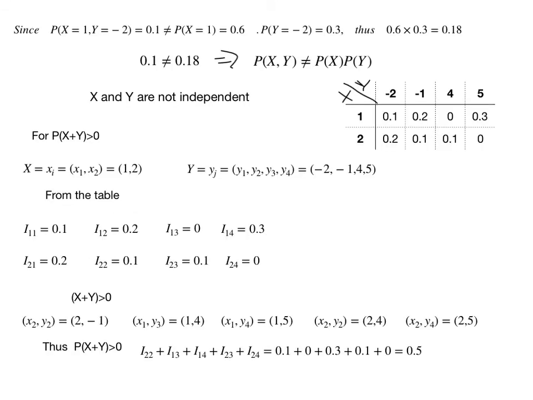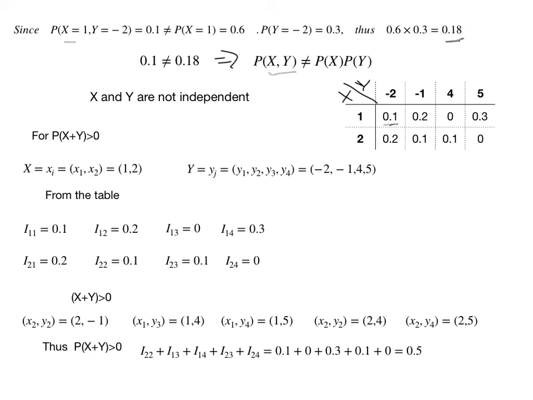Now to prove x and y are not independent, if I show one value such that p of xy is not equal to p of x, p of y, then I can show that x and y are dependent. For p of x is equal to 1 and y is equal to -2, I have the value as 0.1. But from the marginal distribution, p of x is equal to 1 is 0.6 and p of y is equal to -2 is 0.3. And the product of these two will be equal to 0.18. So we can say that p of xy is not equal to p of x, p of y. That is 0.1 is not equal to 0.18. Thus x and y are not independent, they are dependent.